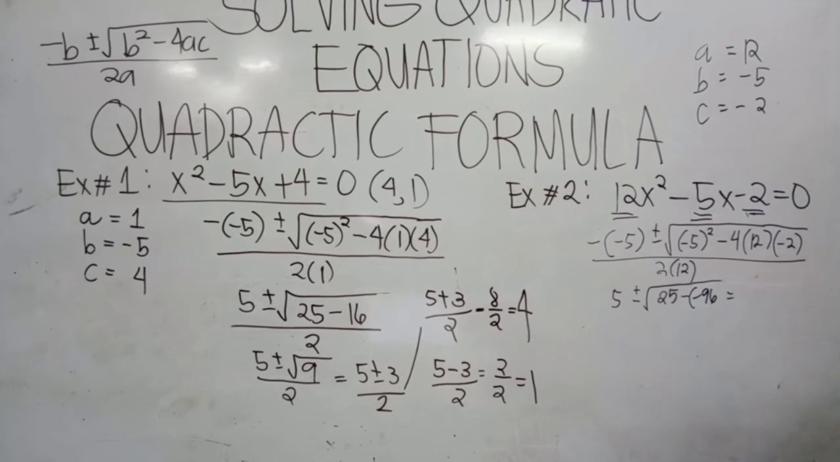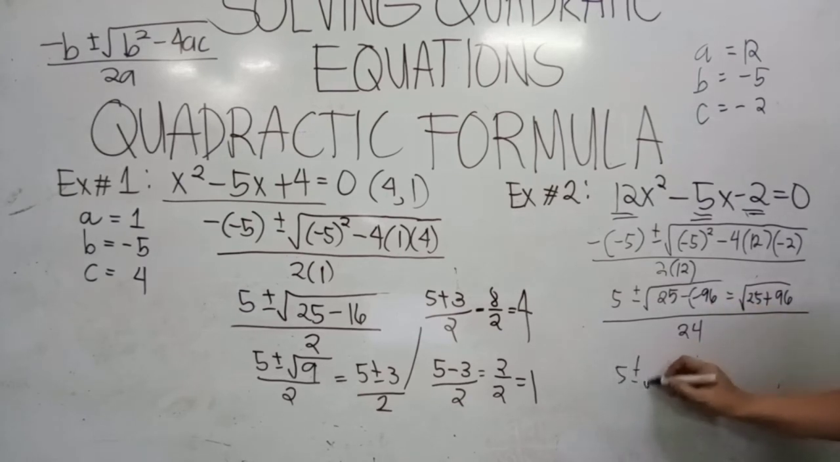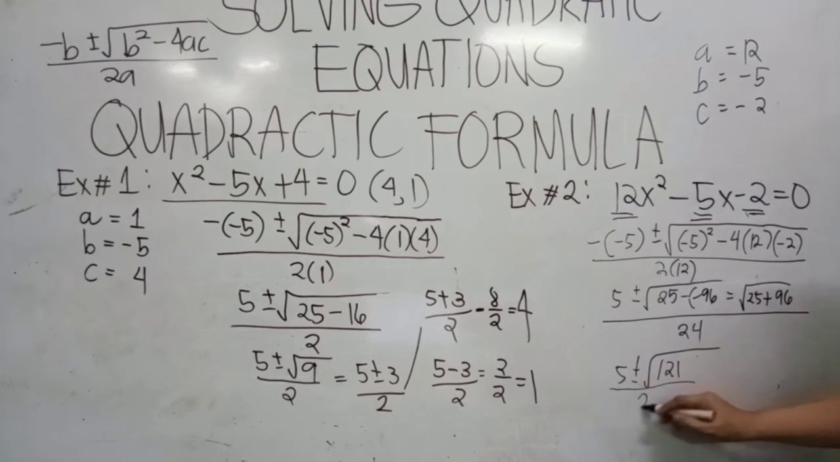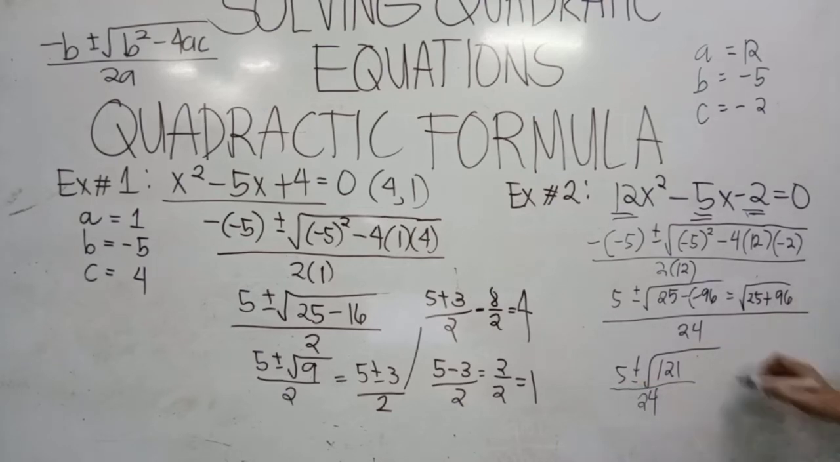So we can write it as the square root of 25 plus 96, because negative multiplied by negative is positive. That is why it became positive. All over 2 times 12, which is 24. So we have 5 plus or minus the square root of 25 plus 96, which is 121, all over 24. What is the square root of 121? So we have 5 plus or minus 11, all over 24.